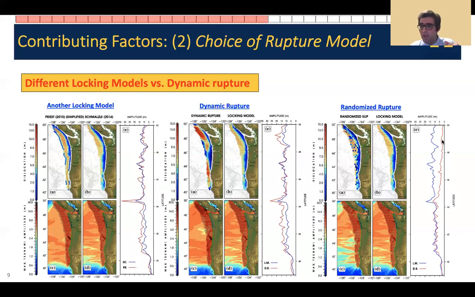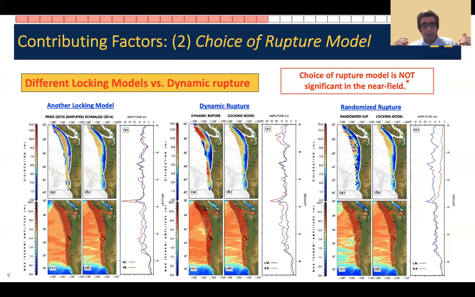The difference is this one here, where I am underestimating the coastal tsunami amplitude by a lot. This is because I am removing the large scale features, the long wavelengths, from this otherwise really large front of the deformation. What all of this means is that as long as I'm not losing a major feature in bathymetry, the near field tsunami amplitudes, the near field coastal amplitudes, are not really a function of the choice of your rupture model.